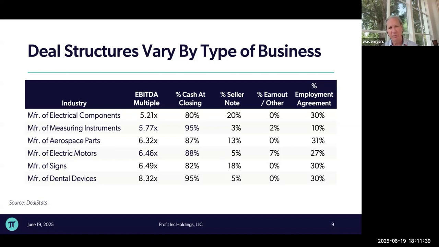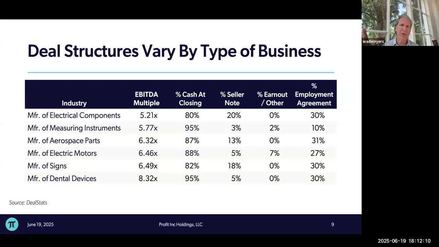So not only is the EBITDA multiple different in terms of the value of your business, but depending on the type of business, for example, a lot of services businesses where the owner and their reputation is really involved in servicing customers, writ large, the average cash at close for services businesses is only 60%. And the average employment agreement is closer to 80%, where that seller is forced to stay on for another 5 years, continue to run the business to make sure the customer relationships stay in place.